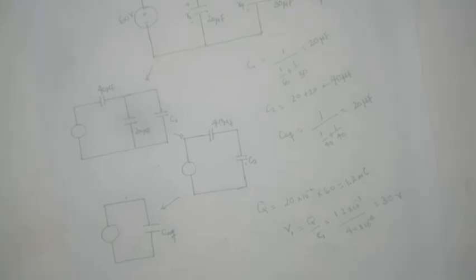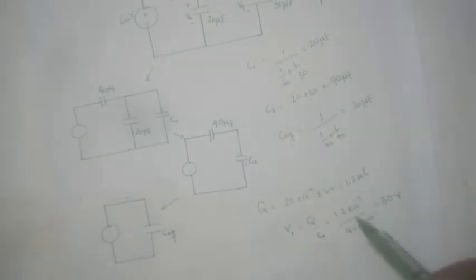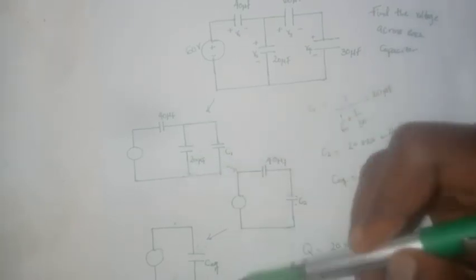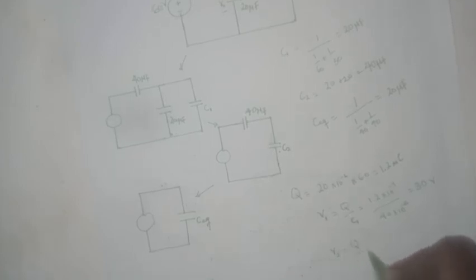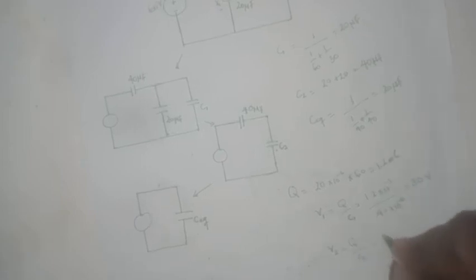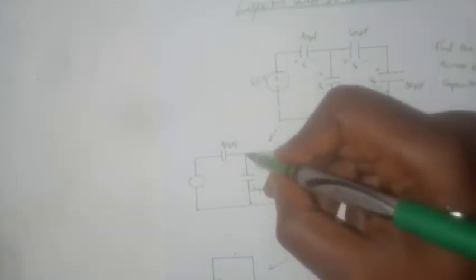Then we also want to know the voltage across C2, and we know that C2 is 40 microfarads, so the calculations here are essentially the same. We'll get 30 volts again. So we know that V2 is the voltage across this 20 microfarad capacitor and this C1. V2 equals Q over C2, which would be equal to 30 volts. Now we know that the voltage at this point is 30 volts.